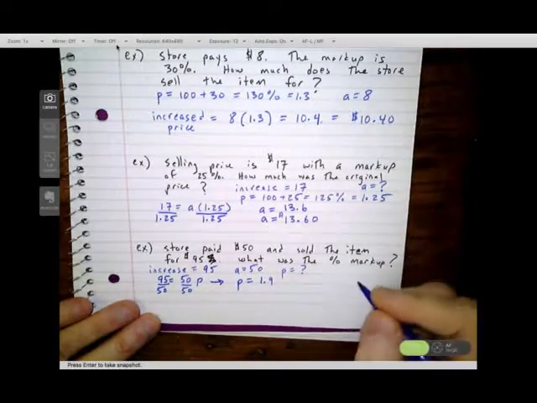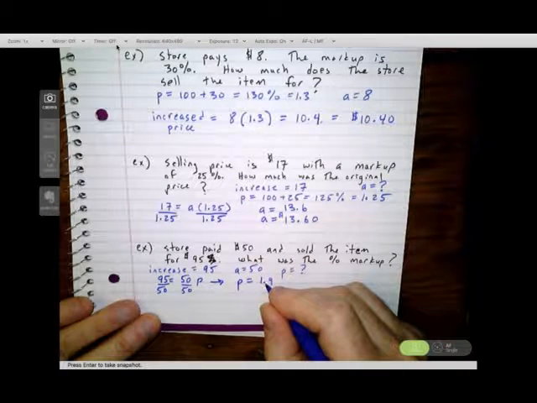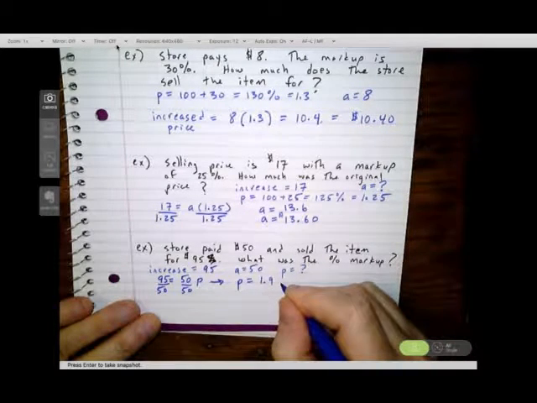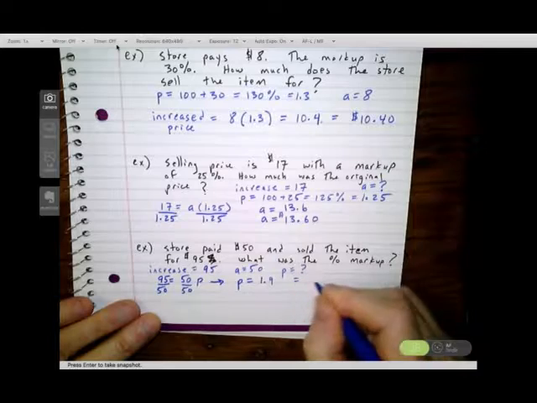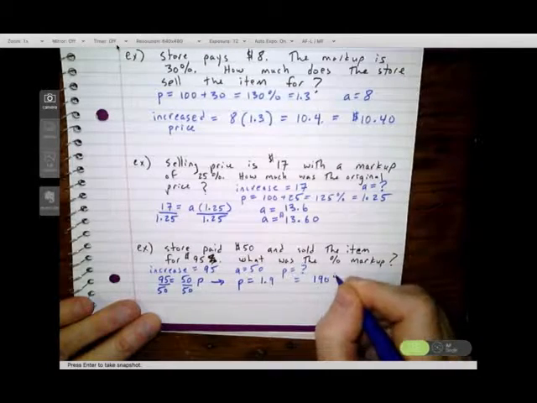Okay, let's make that a percent. I'm going to move my decimal now 2 places to the right. I'm going to have to fill in a 0 at the end. That's 190%.